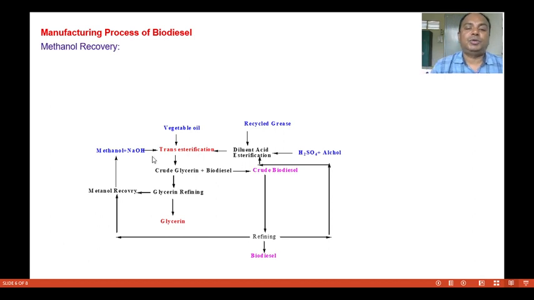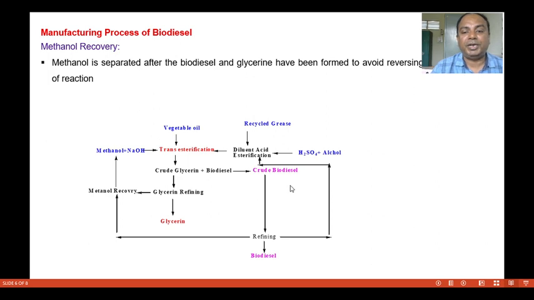Now, once the process is over, what we have obtained through this process is biodiesel, which is a crude biodiesel. Moreover, the glycerol that we obtain is also crude glycerol. Why? Because both are present intimately mixed, and therefore these two have to be separated from one another. That is why we call this glycerol crude glycerol and biodiesel crude biodiesel.